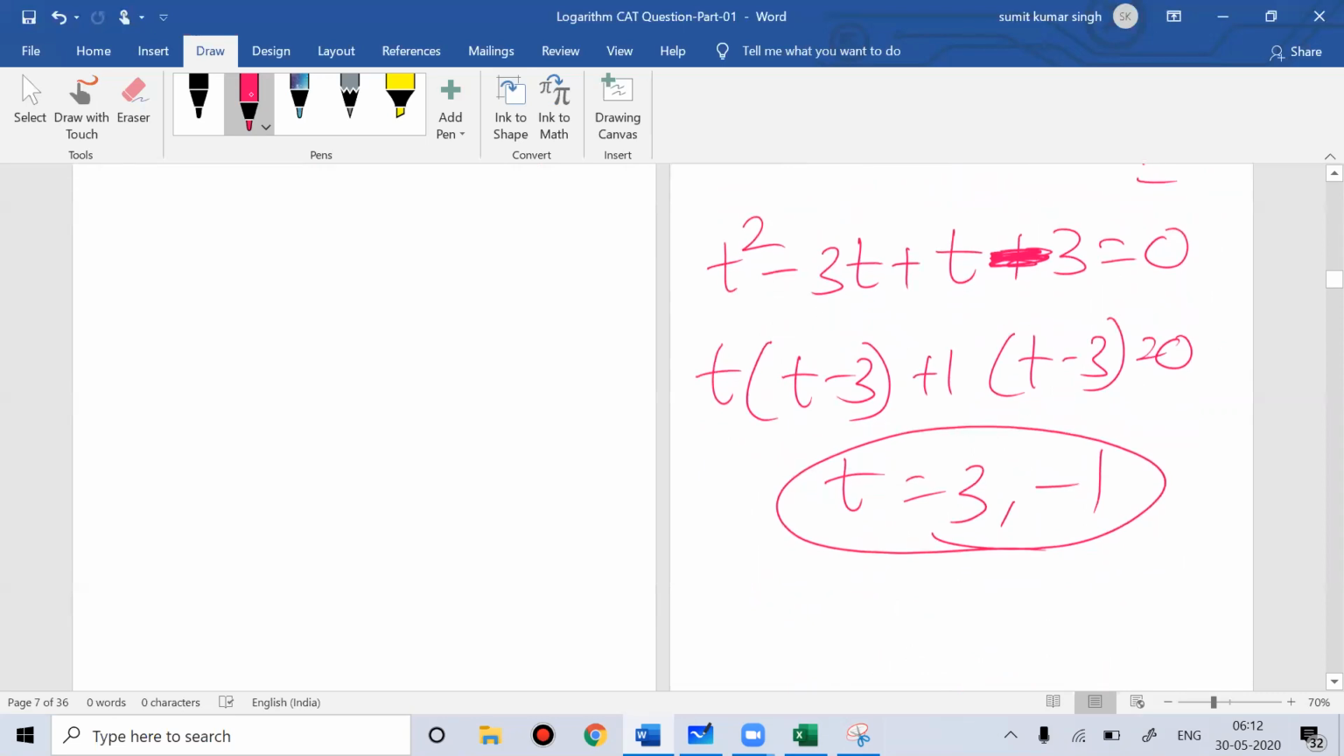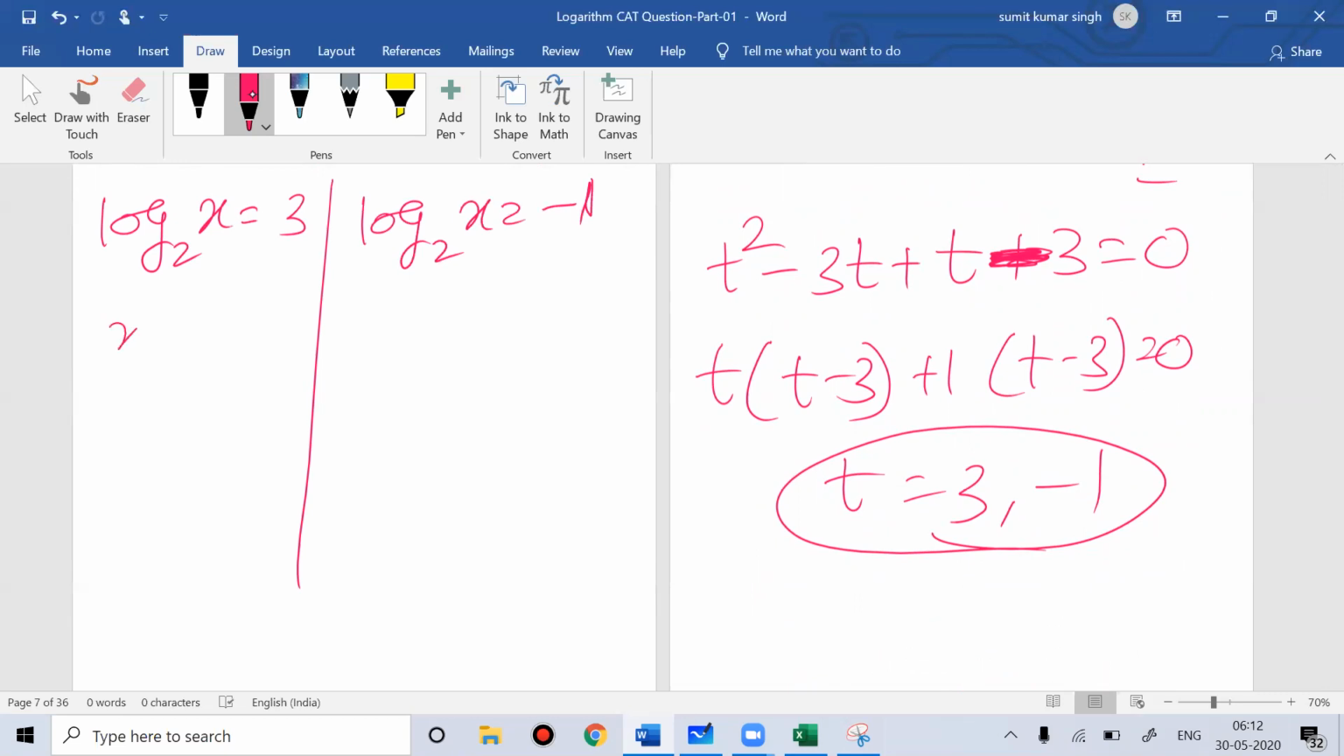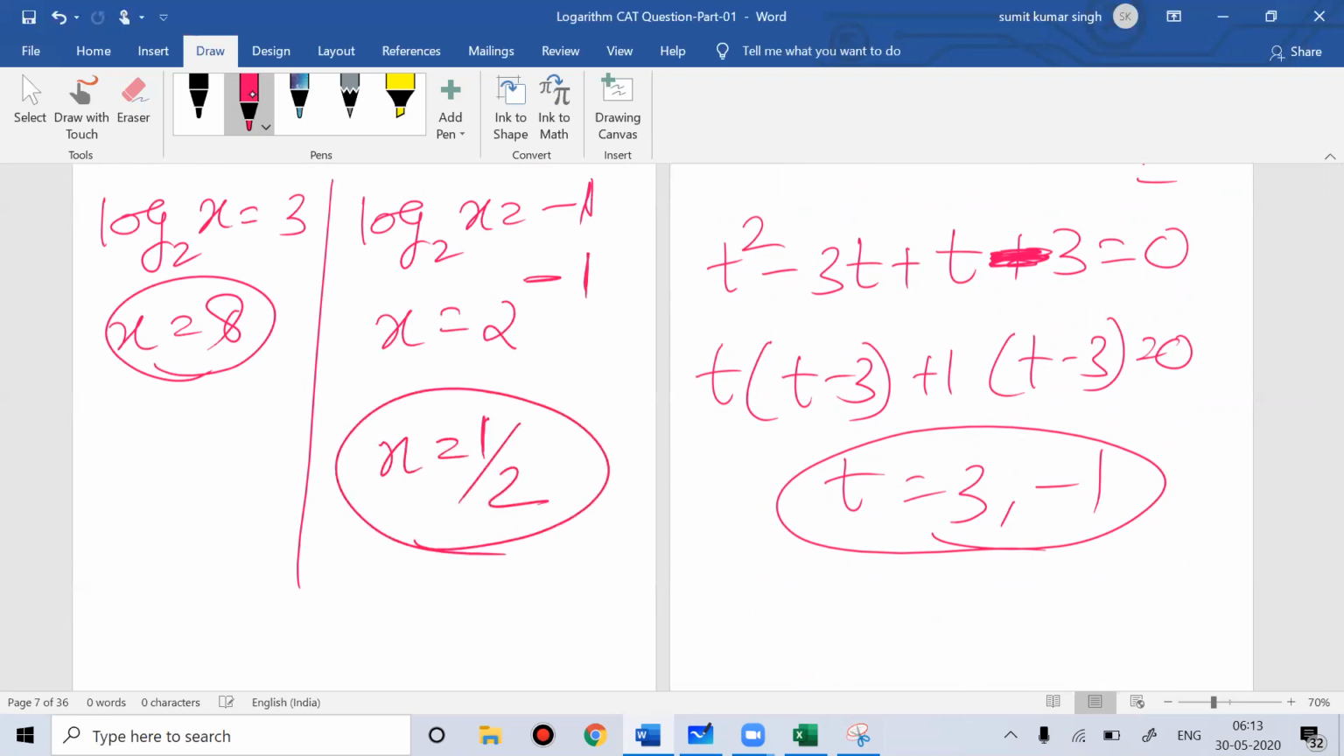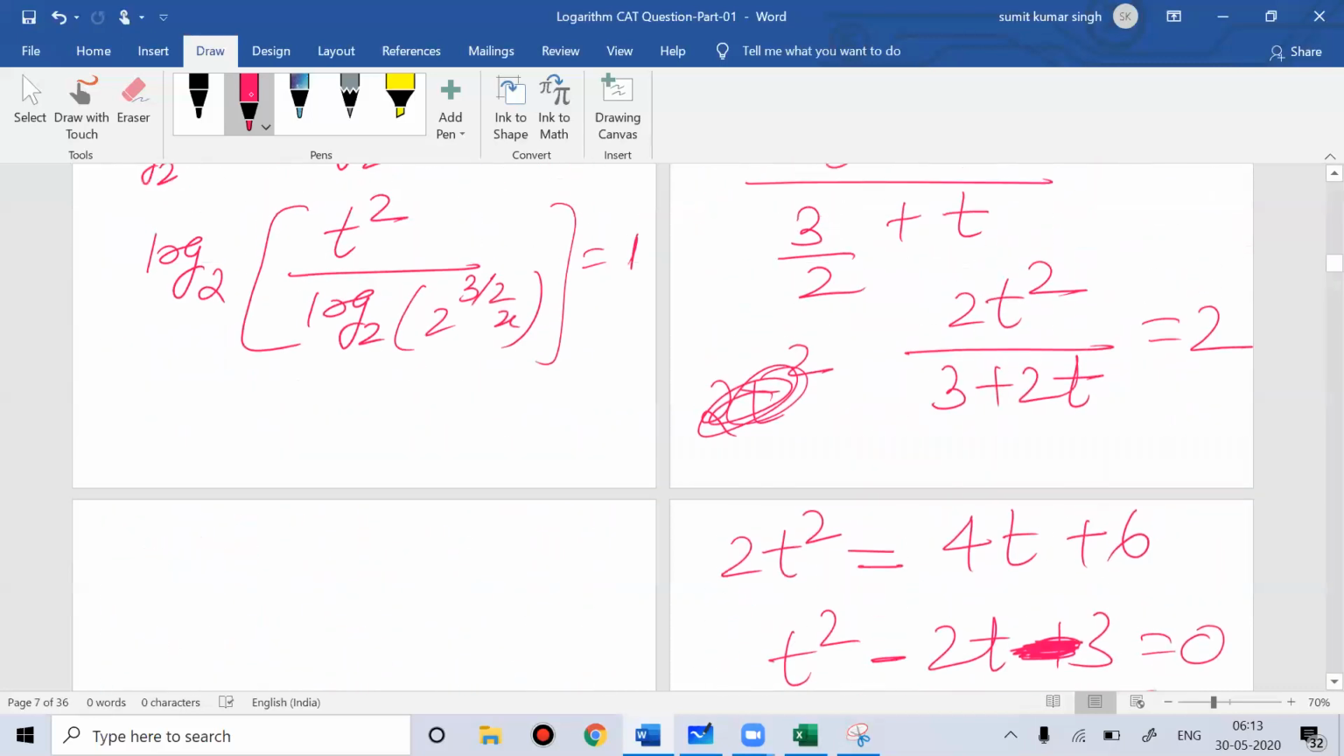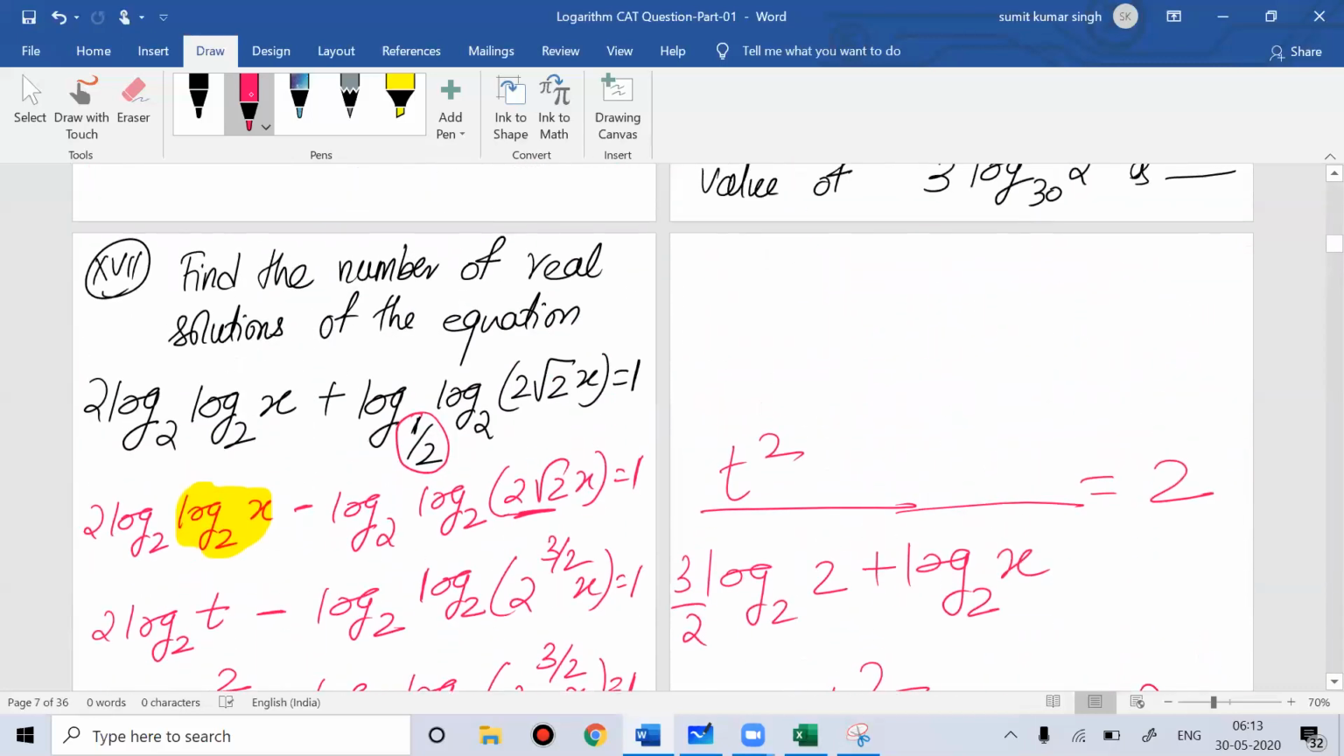What is t? Your t is log base 2 x is equal to 3, or log base 2 x is equal to minus 1. So the value of x is 8, or the value of x is 2 to the power minus 1, which means the value of x is 1 by 2. So you'll get two values of x here. One value of x is 1 by 2. The other value of x you'll get is 8.